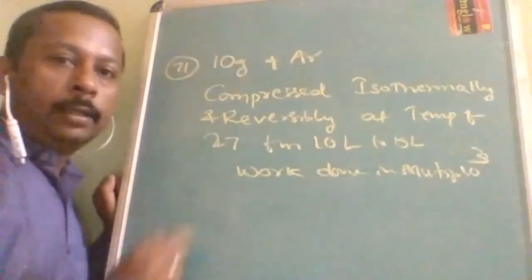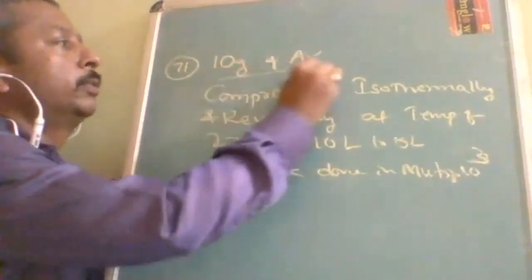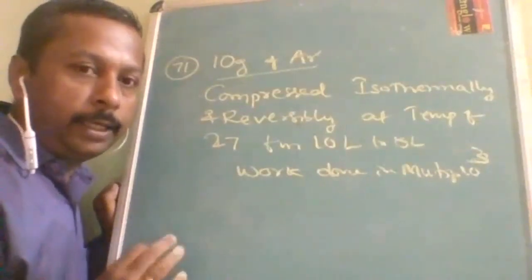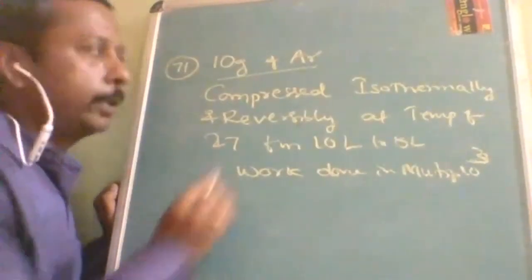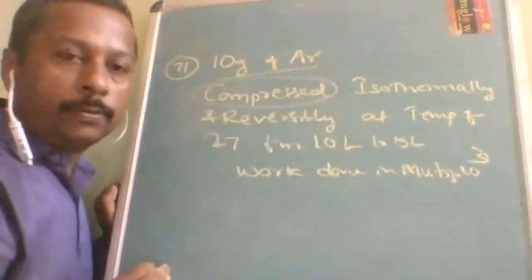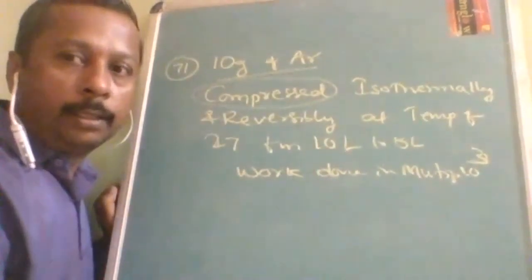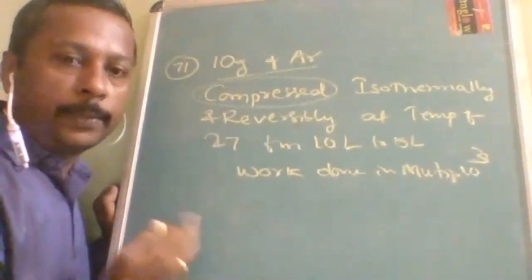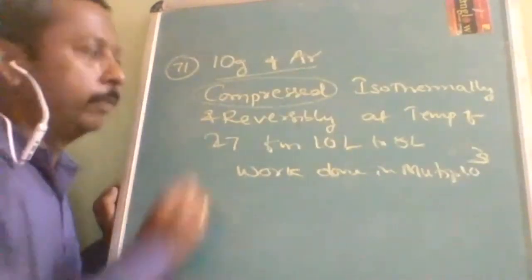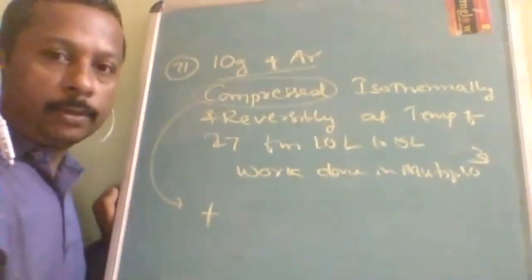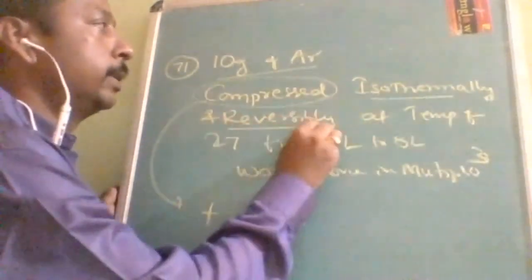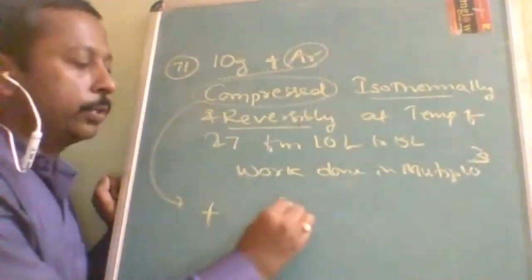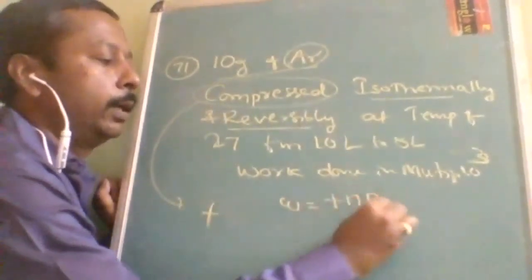Now listen carefully. In this question, 10 grams of argon. Here, with every word in thermodynamics, most students feel it is very difficult just because of the words. Compressed, what does it show? Work done on the system or work done by the system? Compressed means work done on the system. Expansion means work done by the system, that will be negative. So it shows that work should be positive. Isothermal, reversible and argon, these show that you can use W equal to plus nRT.